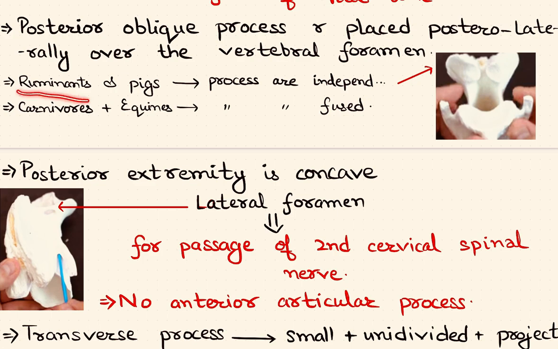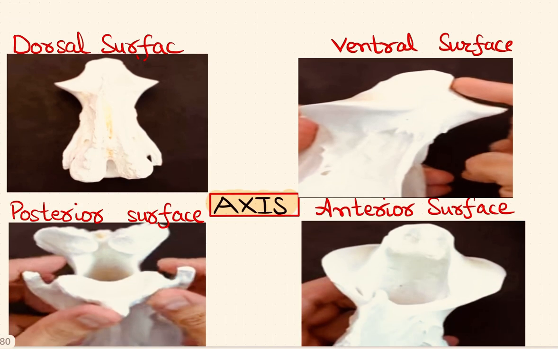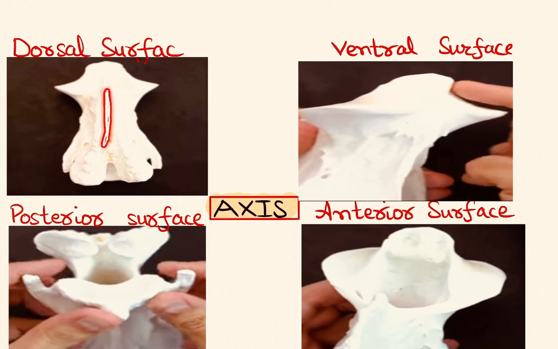Now, in the case of ruminants and pigs, these processes are independent from the spine, the dorsal spine. They do not articulate with this spine. But in the case of carnivores and horses, these processes are joined, like I told you in this particular diagram. You can see this is the dorsal spine, and these are the posterior lateral articular processes, which are not independent.